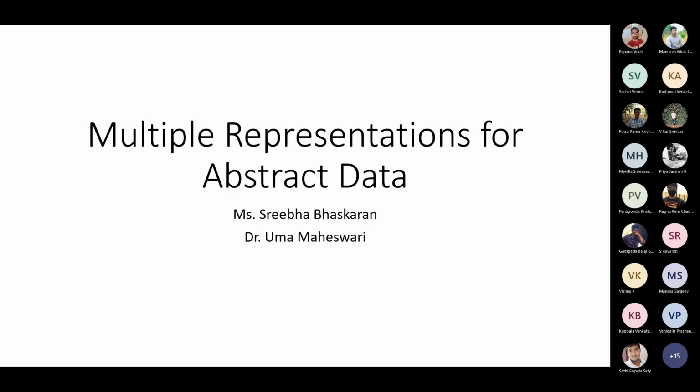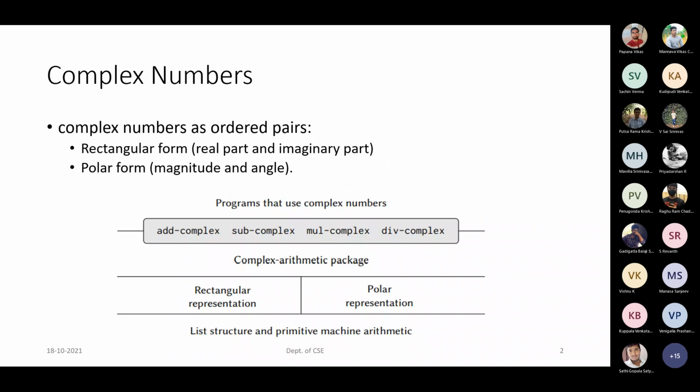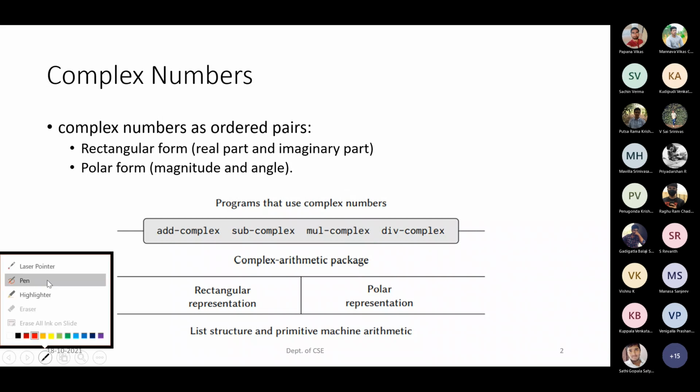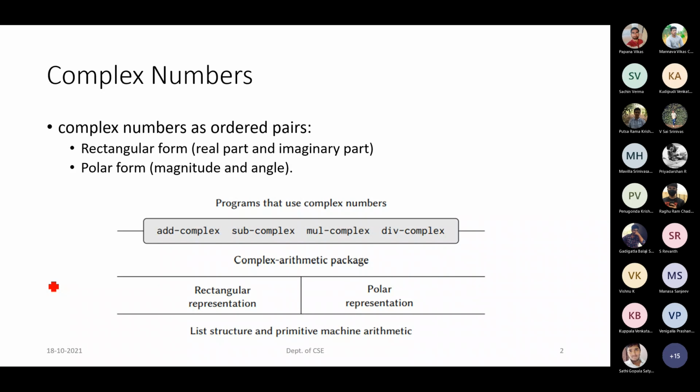For example, take the complex number itself. The complex number can be represented in rectangular form or in polar form. The rectangular form is in terms of the real part and the imaginary part. Mathematically, it is x plus iy format, right? How about the polar form?